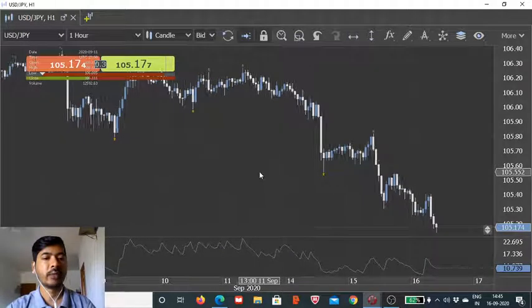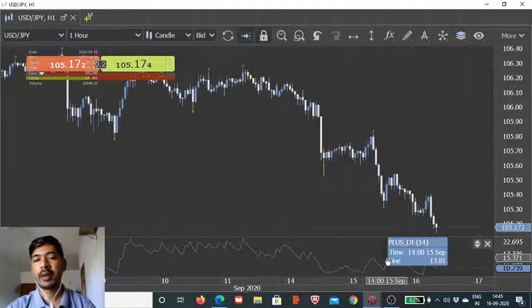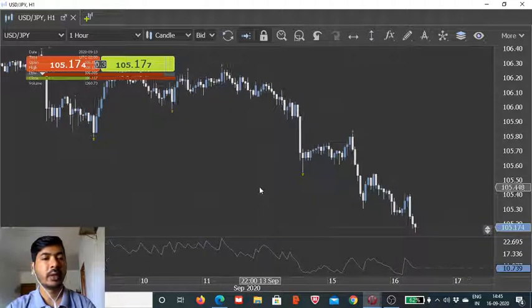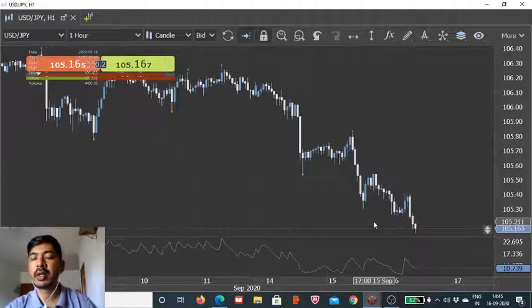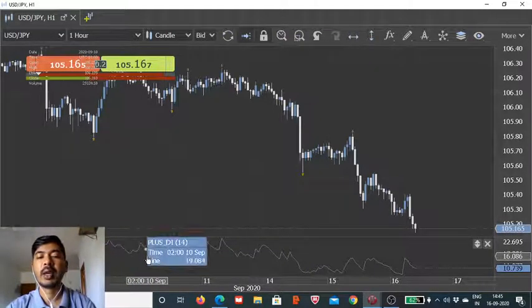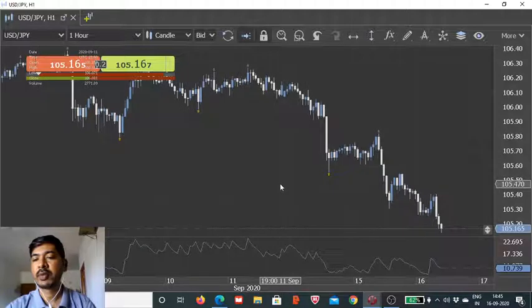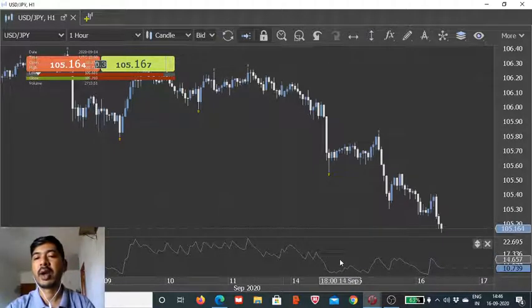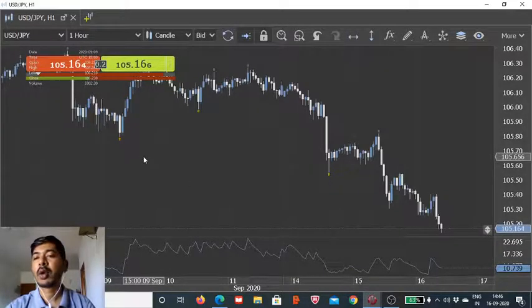Here I have plotted the plus DI, positive directional indicator, on the hourly chart of USD JPY, and this simple setup is to see what is the output value of this plus DI. And if the value is above 25, then the momentum is considered strongly bullish, and if the value is below 25, that means not much of a momentum is there.